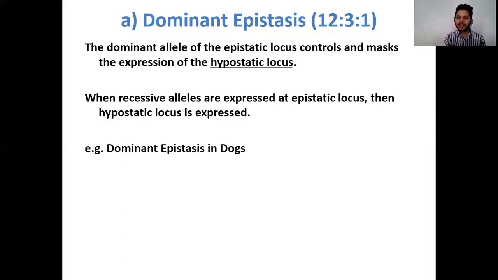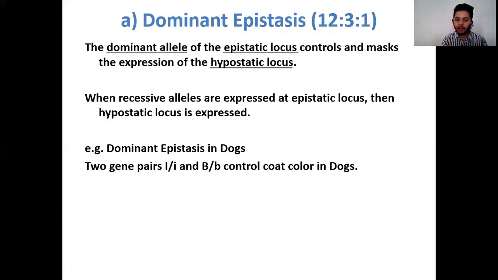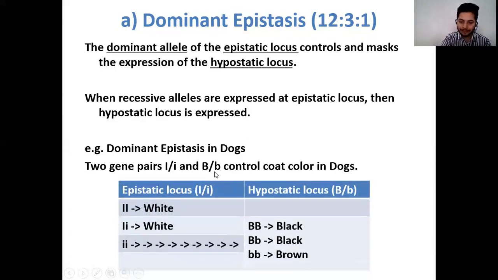So let us understand dominant epistasis in better detail with the help of an example. Dominant epistasis is usually observed in dogs. In dogs, the coat color is under control of two hypothetical gene pairs. Gene pair number 1 is capital I small i, and gene pair number 2 is capital B small b. Both these gene pairs are present on separate gene loci, and one of them is the epistatic locus while the other is the hypostatic locus.